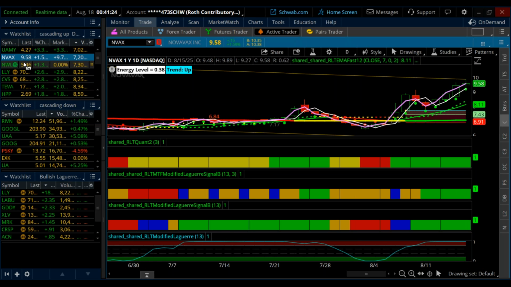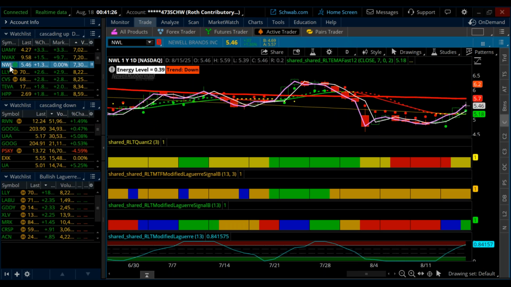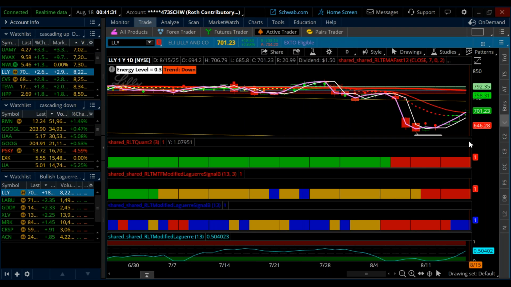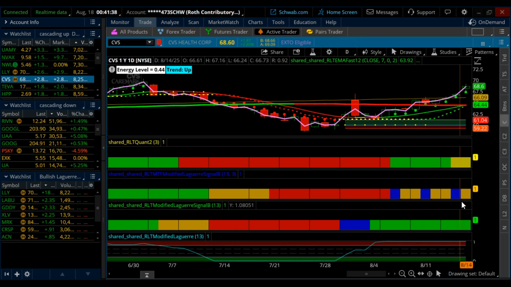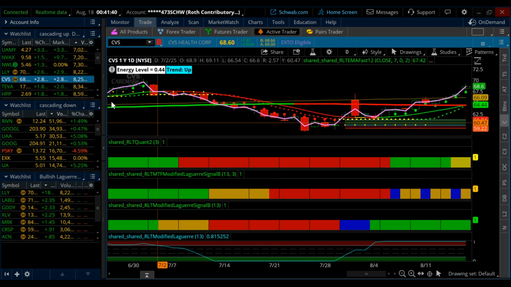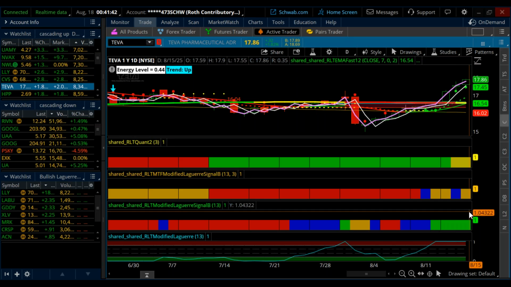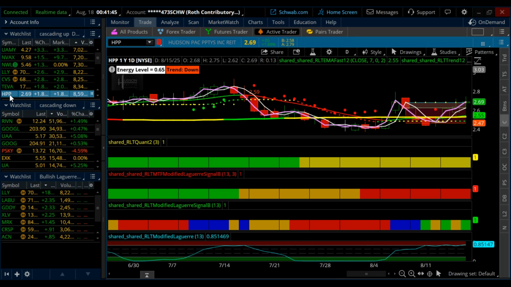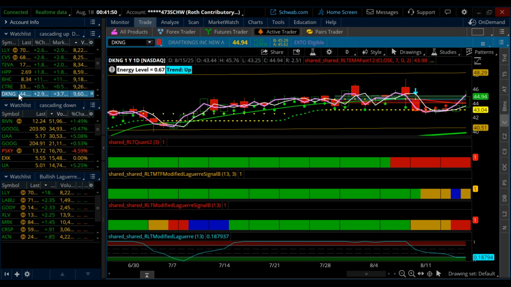NVAX, that looks like a nice potential long. NWL, probably not, just coming off a deep low. Lilly, coming off a big low here, but notice red, can't buy it yet. Too soon on Lilly. CVS, also, notice the choppiness here, so I don't take it. Teva, same thing, too much chop. Because a lot of these stocks are coming off of lows, and there hasn't been enough buying yet to give you an indication that the institutions are buying them. Obviously, DraftKings you're not going to touch; it's still bearish, right?